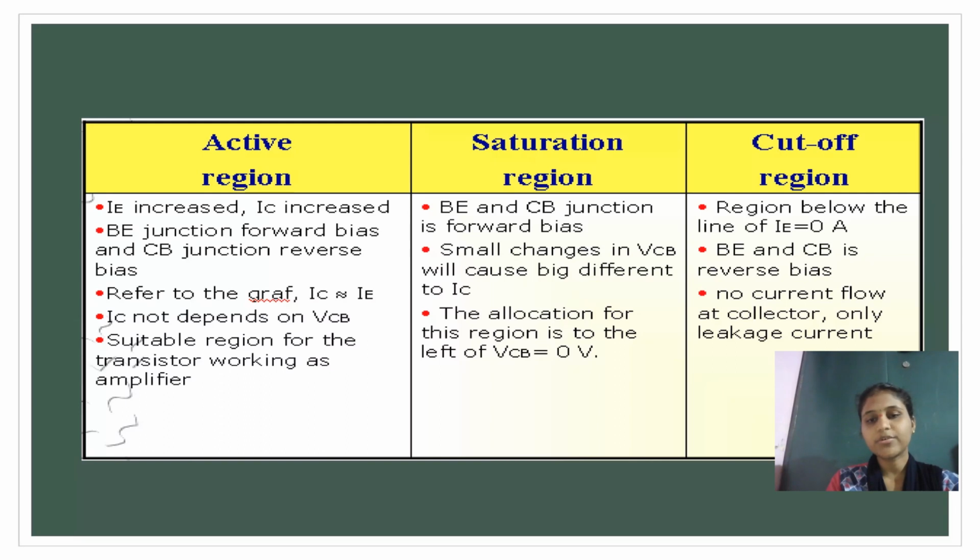Now let us discuss about saturation region. BE and CB junctions are forward biased. Small changes in VCB will cause big difference to IC. The location of this region is to the left of VCB equals 0 volts. Now let us discuss about cutoff region. It is the region below the line of IE equals 0 ampere. BE and CB are in reverse bias. No current flows at collector, only leakage current.